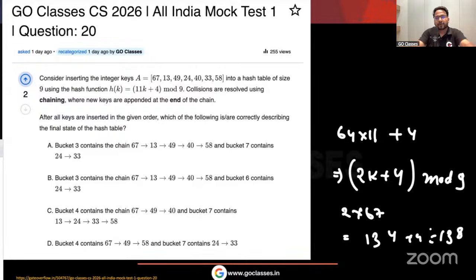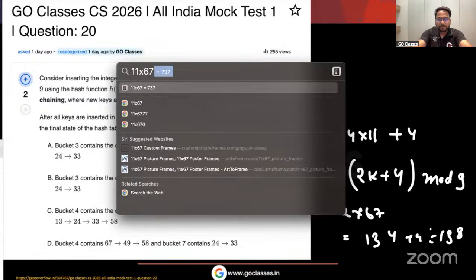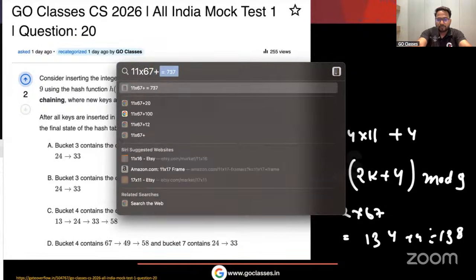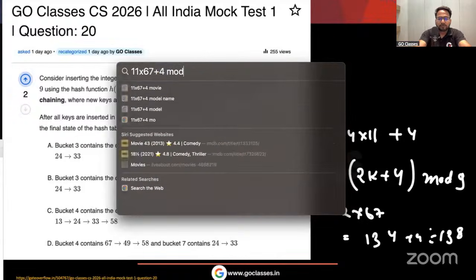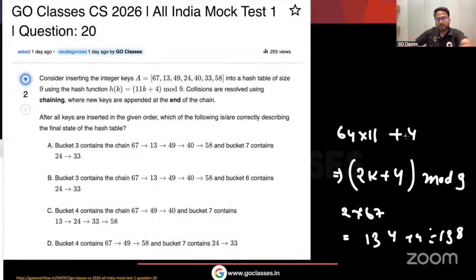So it is 11 into 67 plus 4. Okay, this is mod operation, sorry, mod 9. So how much are you getting? I think we will be getting 3, right? Okay, we will be getting 3. So if you do the mod 9, then it is a 3. So basically in the bucket 3, you will be having 67.